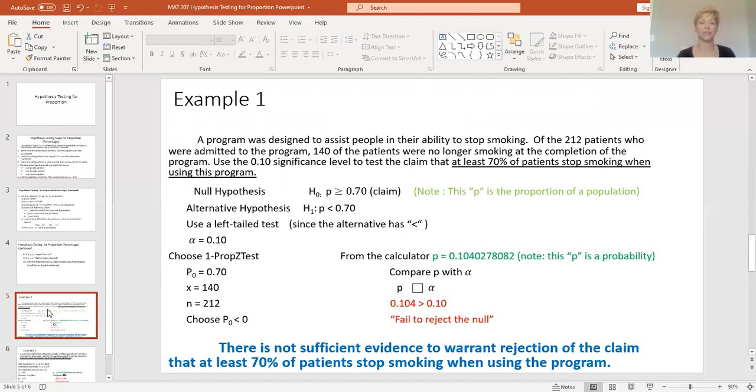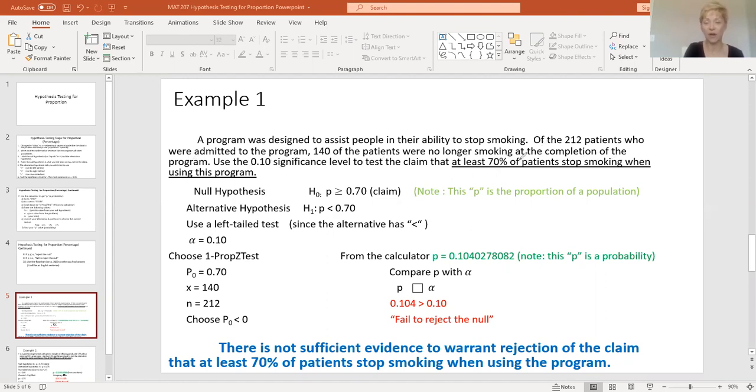All right. Example 1 says a program was designed to assist people in their ability to stop smoking. So of the 212 patients who were admitted to the program, 140 of the patients were no longer smoking at the completion of the program. So here it says, use the decimal 10 significance level to test the claim that at least 70% of patients stop smoking when using this program. So what I did was, after I read the problem, I went back and found where it says test the claim that. And then I underline what follows. So I underline that in my book. Use a pencil, okay?